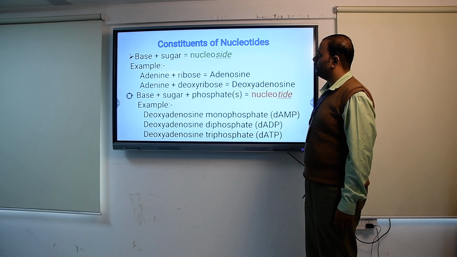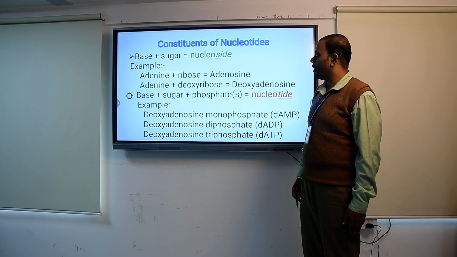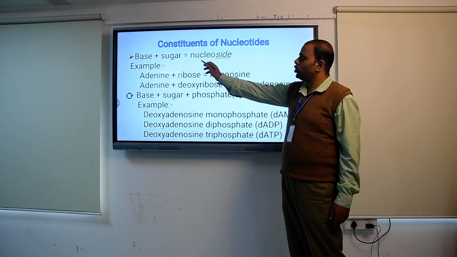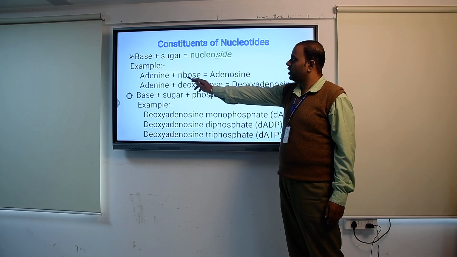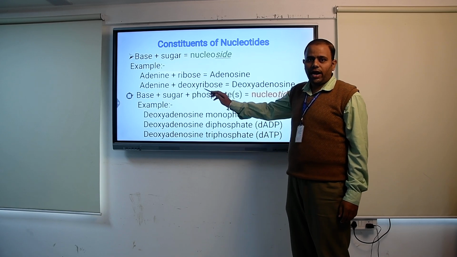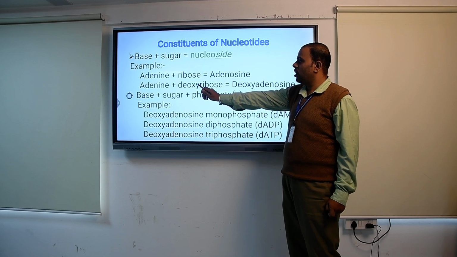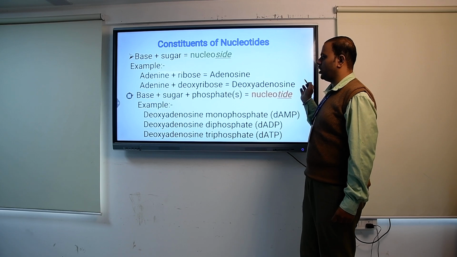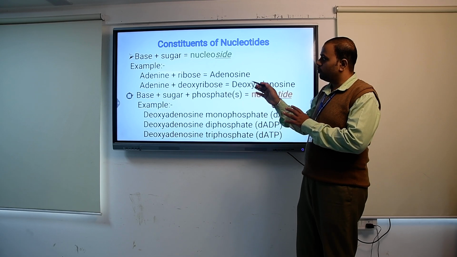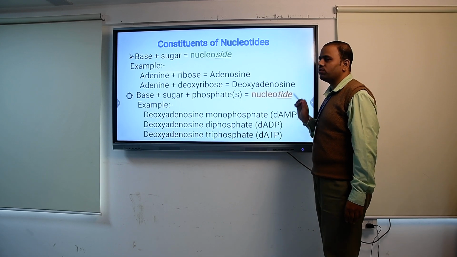So, there are different constituents of the DNA nucleotide. First of all, when base and sugar are added, it forms the nucleoside. You can see here the nitrogenous base adenine. When added with ribose, it forms adenosine. Similarly, when adenine is added with deoxyribose sugar, it forms deoxyadenosine. But when these base and sugar are coupled with a phosphate group, this forms the DNA nucleotide.